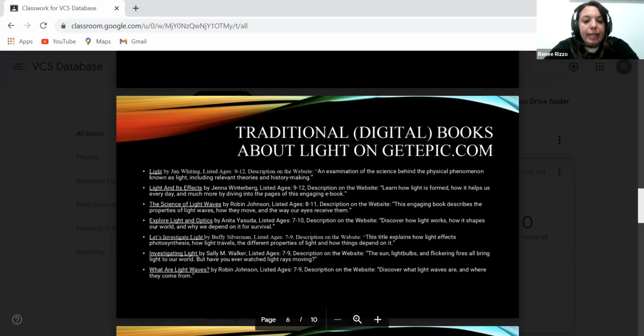Investigating Light by Sally M. Walker. Listed ages 7 through 9. Description on the website: The sun, light bulbs, and flickering fires all bring light to our world. But have you ever watched light rays moving?